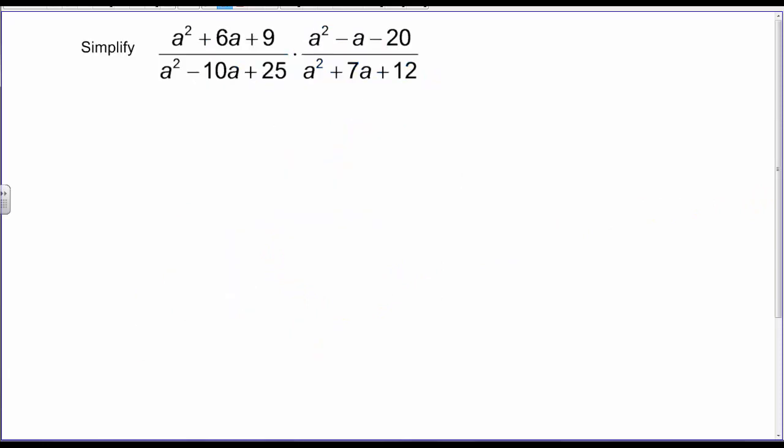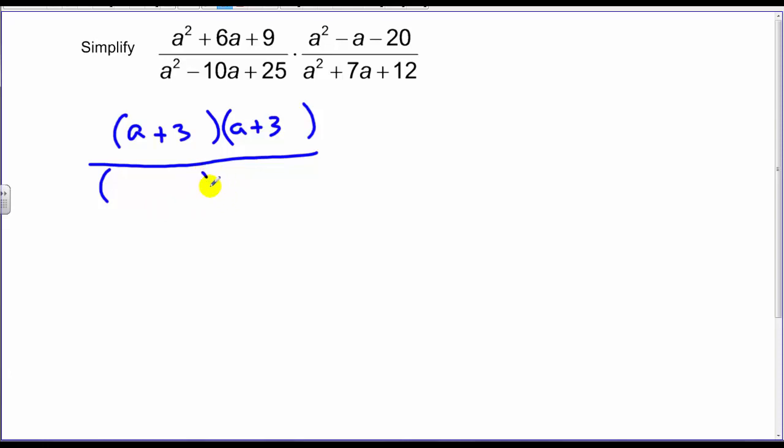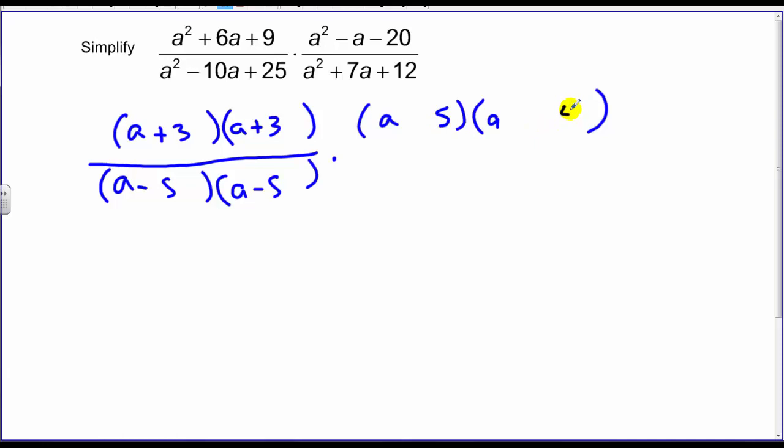Here's another example using some of the factoring techniques that we've already talked about. In the numerator, I need to find two things that multiply to 9 and add to 6, and that's a plus 3 and a plus 3. Denominator, what two things multiply to 25 and add to negative 10? That's an a minus 5 and an a minus 5. Next term, what two things multiply to negative 20, add to negative 1? That's a 5 and a 4, 5 being negative, 4 being positive.